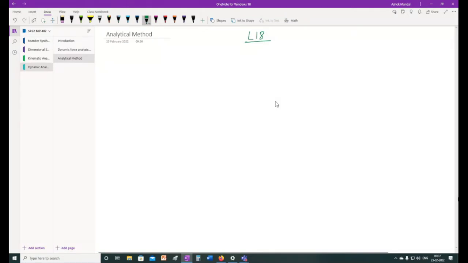So in this method, the approach is very simple and systematic. It is just a systematic approach, and to solve even a simple problem, you need to take help of computers. We will try with a four-bar mechanism. Before we go to that, just a simple calculation. Suppose we have a constrained mechanism.